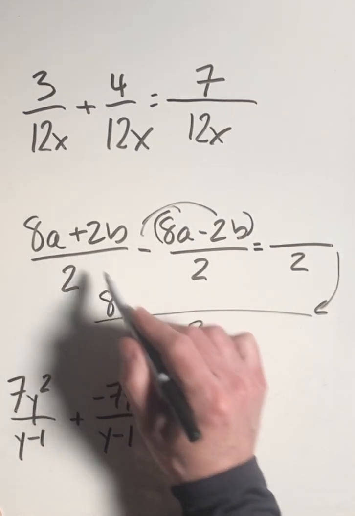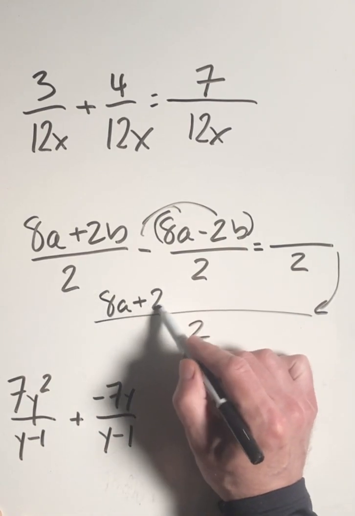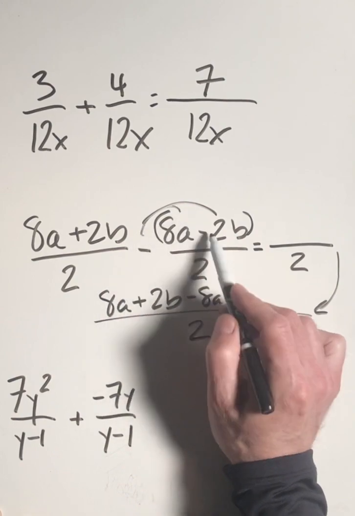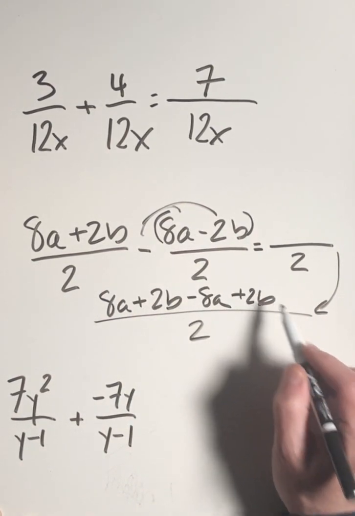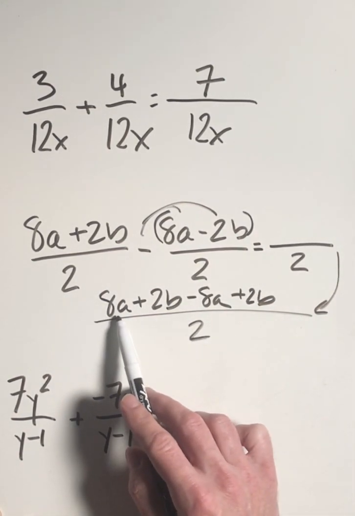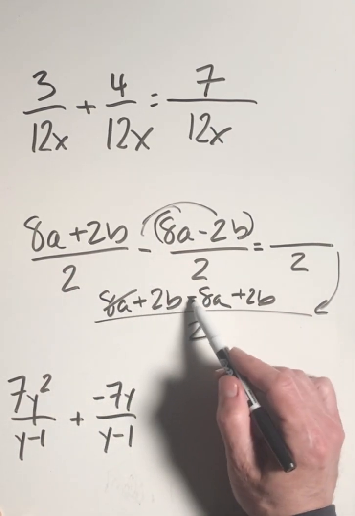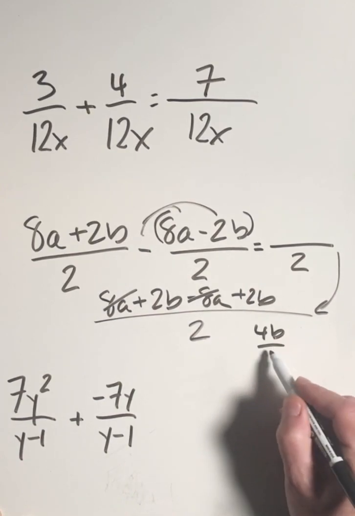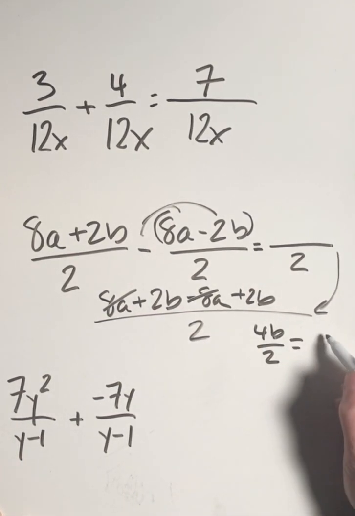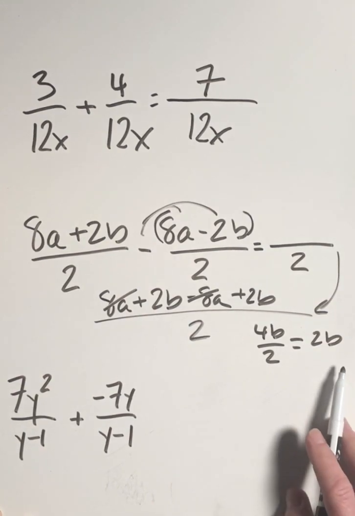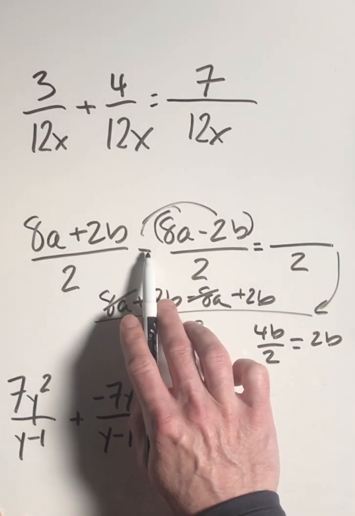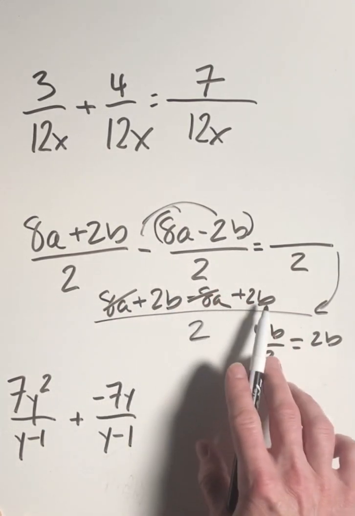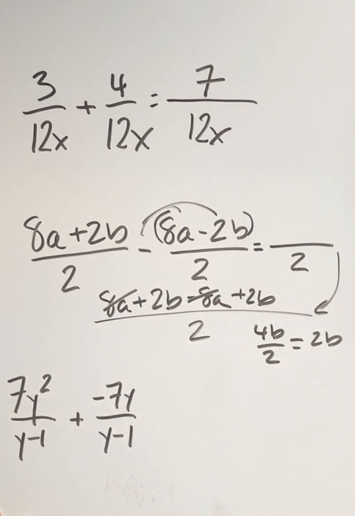We would have 8a plus 2b, and then we would distribute, so we'd have minus 8a, distribute again, plus 2b. So now I'd have 8a minus 8a, well they would cancel. 2b plus 2b would be 4b, so this would be 4b over 2, which would simplify to 2b. So the key here is when we are subtracting a binomial, we have to distribute the negative over both terms of the binomial and then combine like terms.